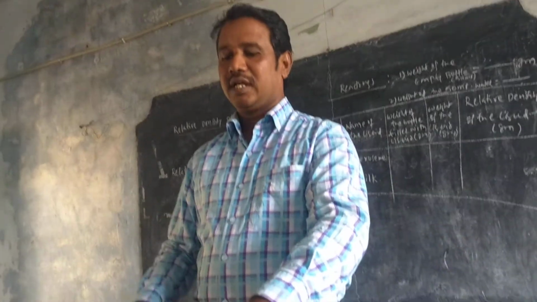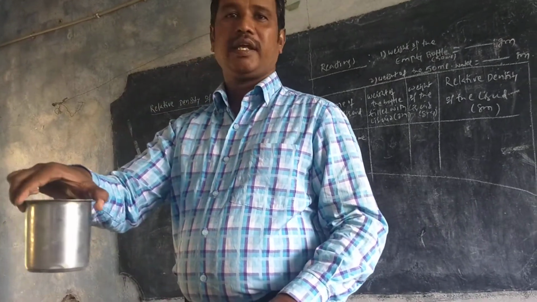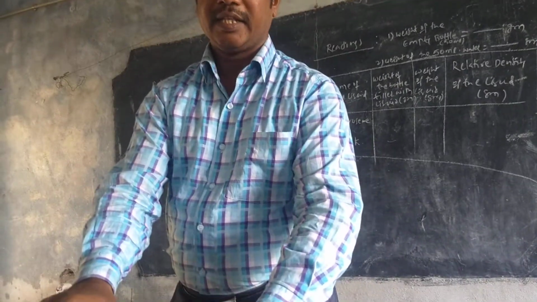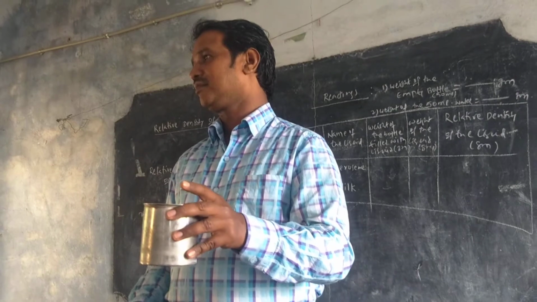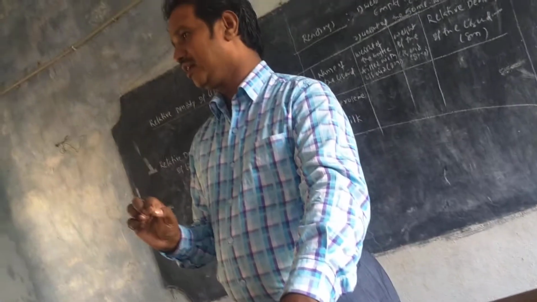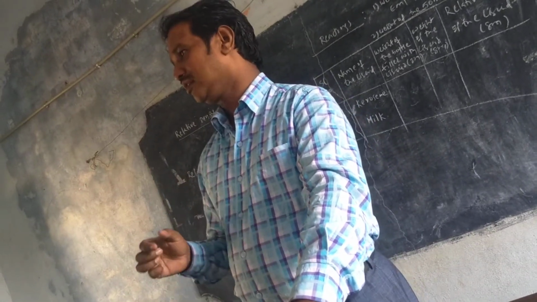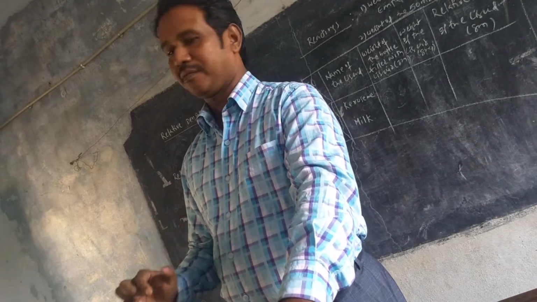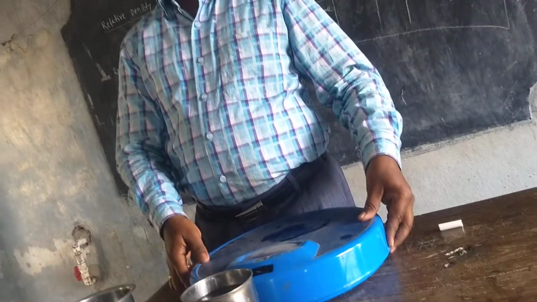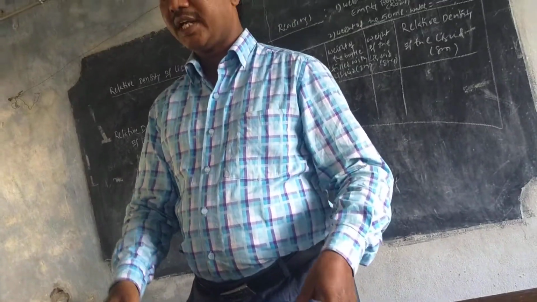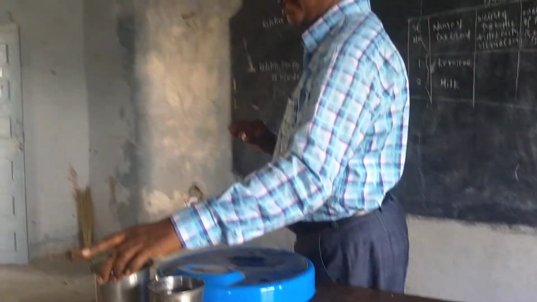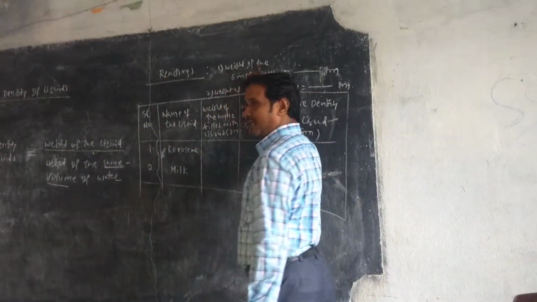In the first one I have taken kerosene, and in this one I have taken water. Kerosene and water. Our aim of the experiment is measuring the relative density of the kerosene. For that purpose I am using a common weighing machine. First, initially in the experiment, you have to measure the weight of the empty bottle.